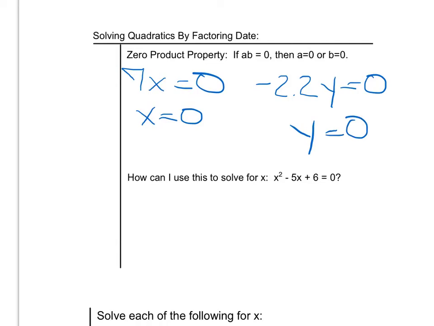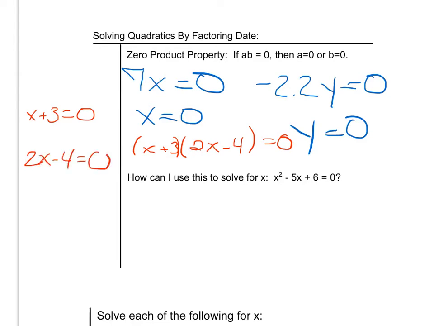Oftentimes, we're going to use it for a more sophisticated problem than just 2 things multiplying together. Many times, we're going to see situations that look like this. I might have x plus 3 and 2x minus 4 equals 0, and I'm going to be asked to solve something like this. If 2 things are written right next to each other, it means multiply. So this means I'm multiplying x plus 3 and 2x minus 4 together to get 0. Doesn't that mean from the zero product property that either x plus 3 has to be 0 or 2x minus 4 has to be 0?